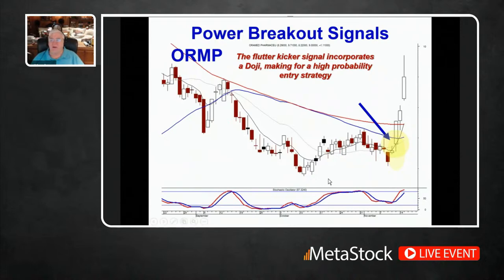Because what do we know about the doji rule? The price is going to move in the direction how they open after a doji. So if this opens positive after this setup, we can be buying immediately. Because the probabilities are it's going to trade positive. And if it trades positive, we call this a bullish flutter kicker signal, because if you took this little flutter out, you essentially have a kicker signal that's going to produce a very strong price move.